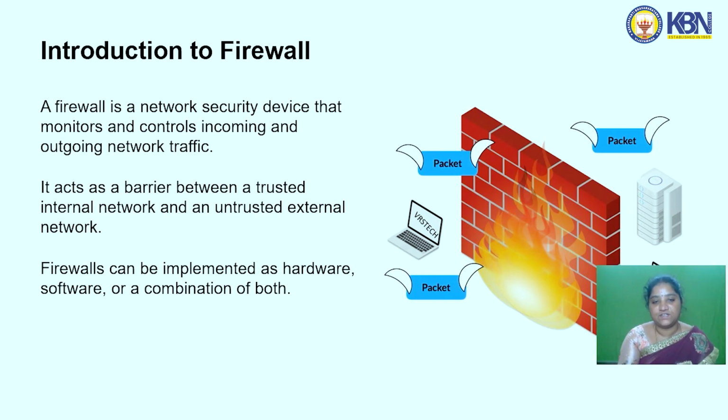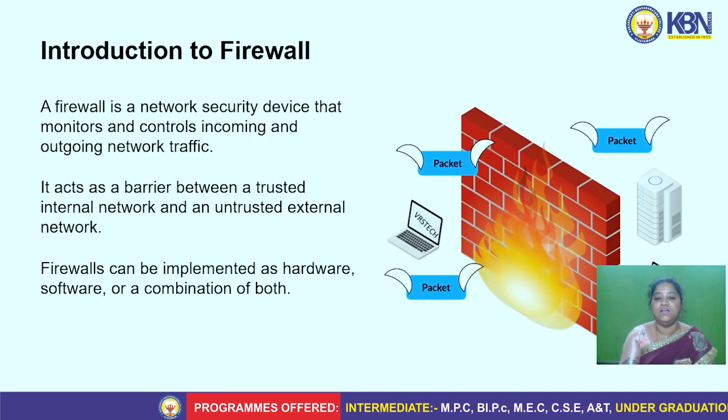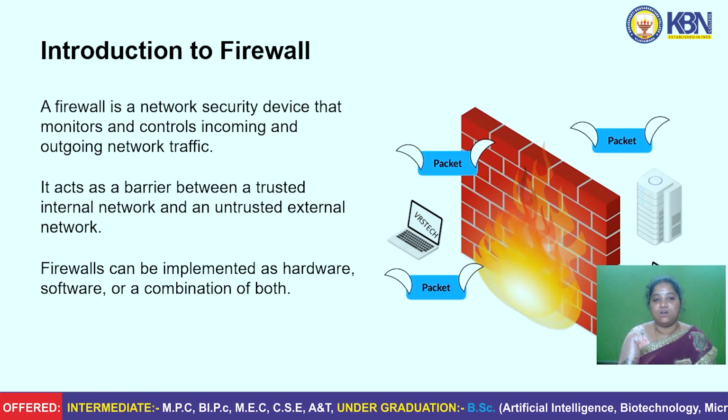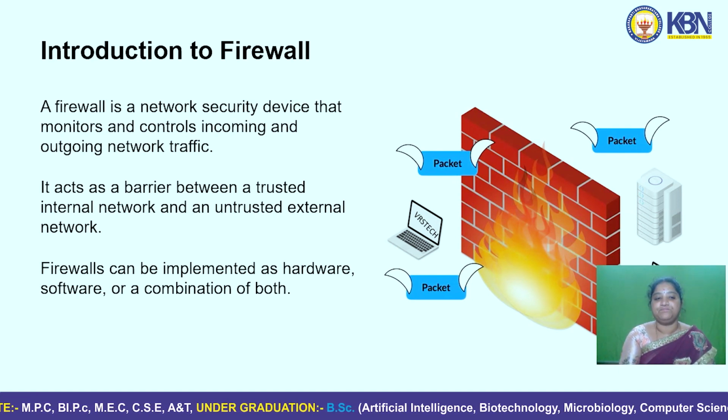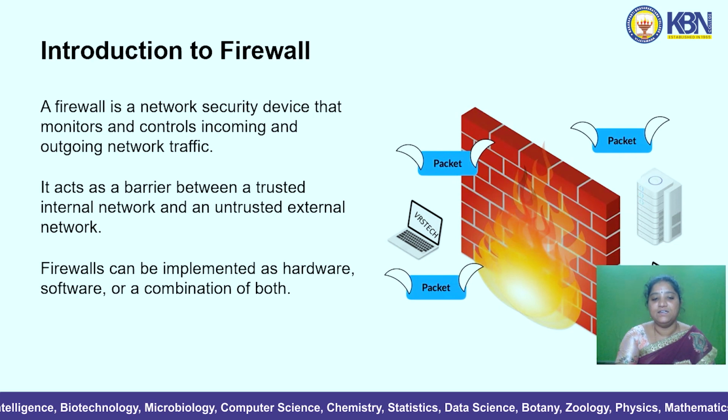A firewall is a network security device that monitors and controls the incoming and outgoing network traffic, and it is a barrier between a trusted internal network and untrusted external networks. These firewalls can be implemented as hardware, software, or a combination of both. Now, in this diagram we will see a number of packets and data transferring from one place to another place.